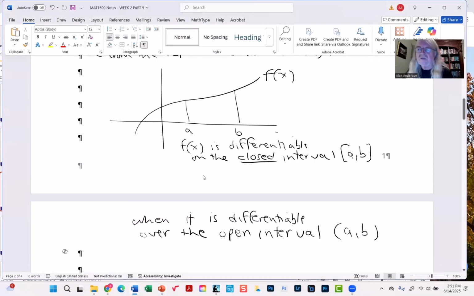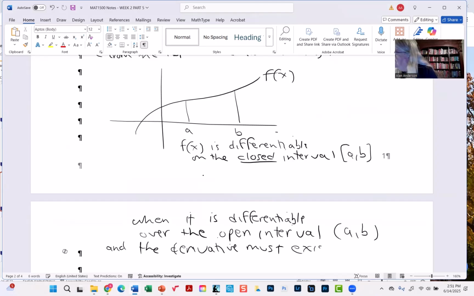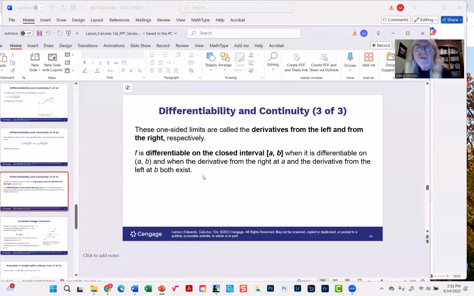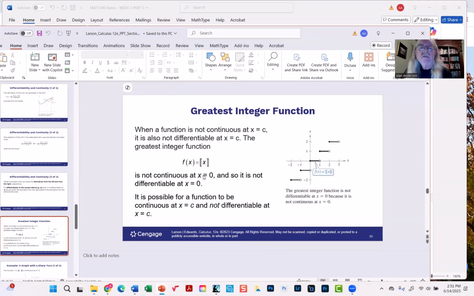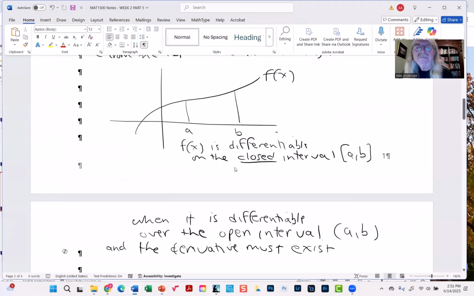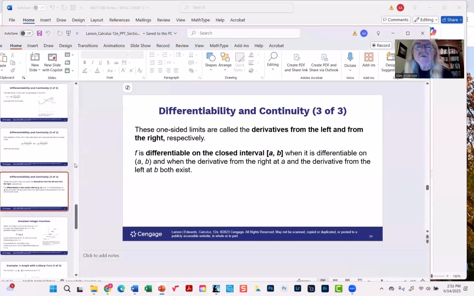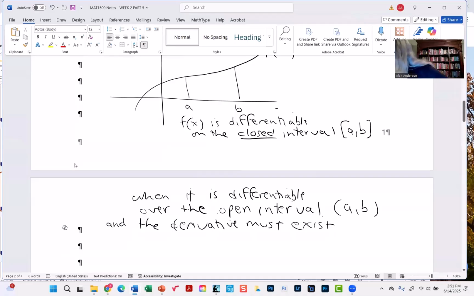So that's all we need. They don't have to be equal to each other or anything, but we do know that the derivative has to exist at a and b. So specifically, actually, let me draw this a little better. We need to know that from the right at a and from the left at b. This is what we need to be defined.